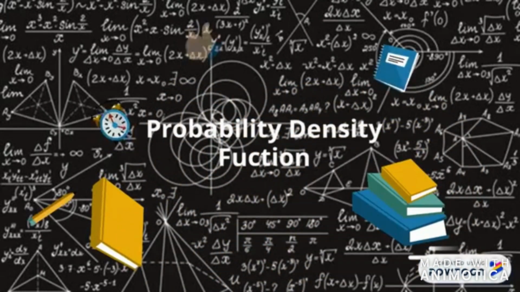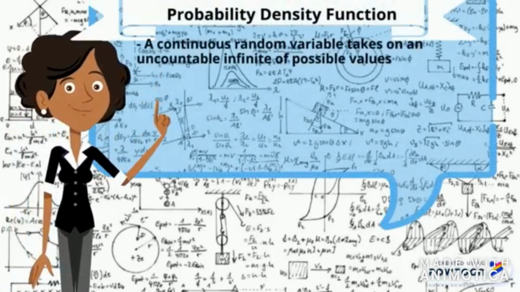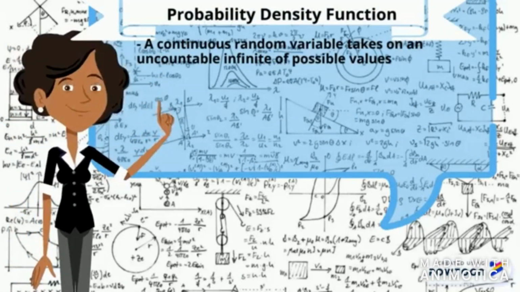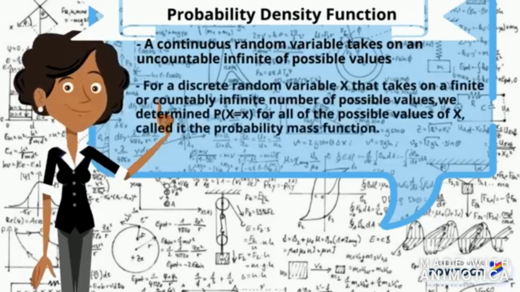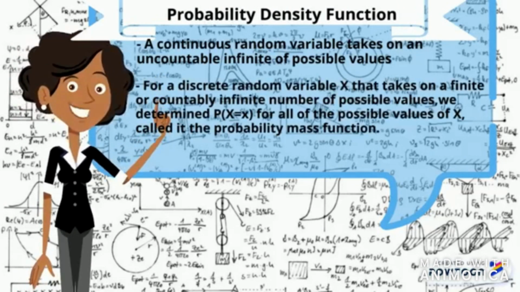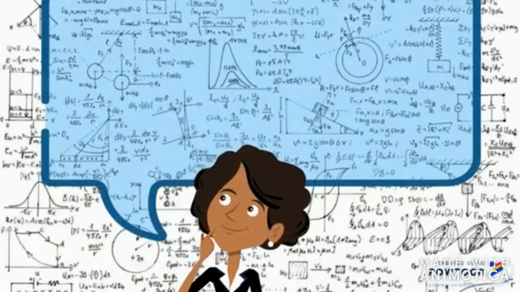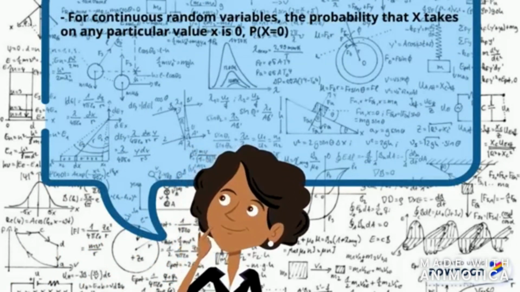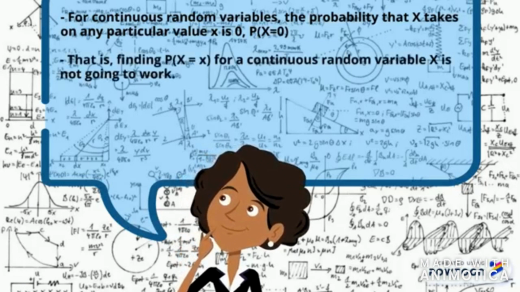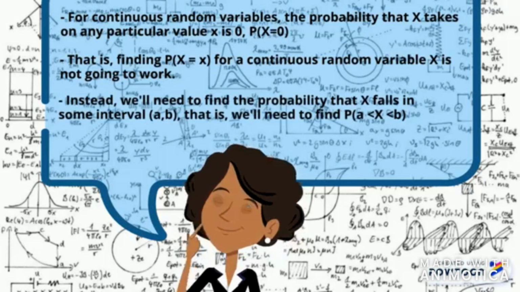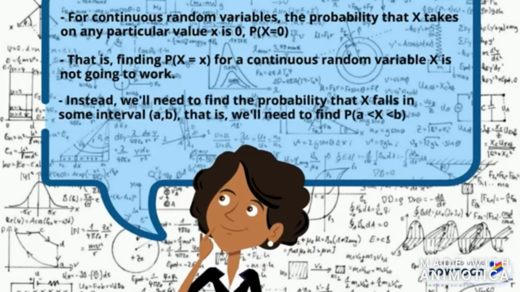Probability density function. A continuous random variable takes on an uncountably infinite number of possible values. For a discrete random variable X that takes on a finite or countably infinite number of possible values, we determine P(X = x) for all the possible values of x. For continuous random variables, the probability that X takes on any particular value x is 0. That is, finding the probability X = x for a continuous random variable X is not going to work. Instead, we will need to find the probability that X falls in some interval (a, b).